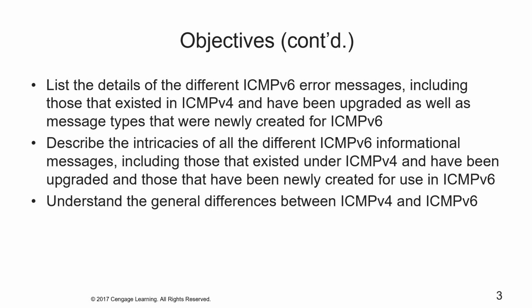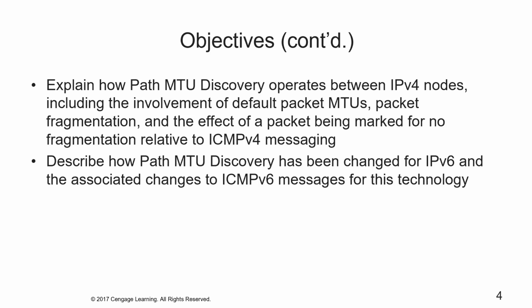We're going to look at the details of the different ICMPv6 error messages, including those listed as ICMPv4. Some of them have been upgraded for ICMPv6. We're going to talk about the different ICMPv6 informational messages, including those that existed under ICMPv4, that have been upgraded, or that are new for ICMPv6. We're going to talk about the general differences between ICMPv4 and v6.